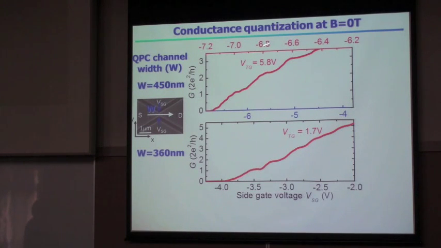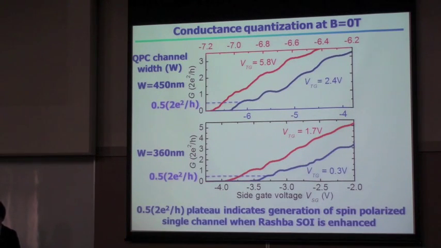Then, when we change the top gate bias voltage to enhance the Rashba spin orbit interaction, we additionally observe a quantized plateau around 0.5 times 2e²/h, like this. So this 0.5 plateau strongly indicates spin polarized single channel formation at zero magnetic field, because so far we don't apply an external magnetic field.